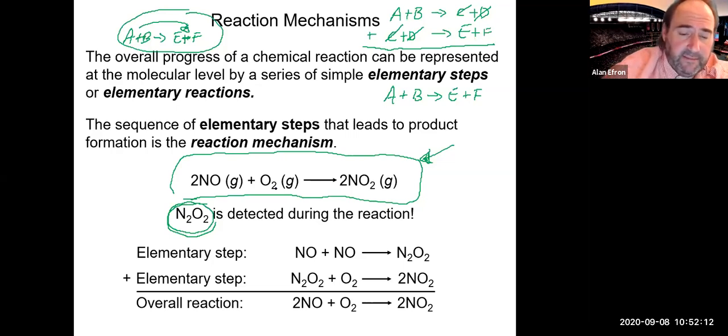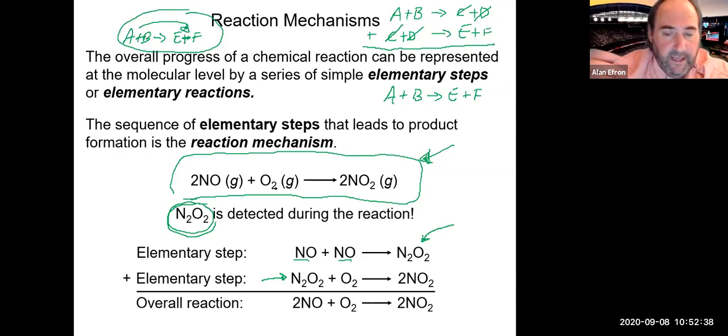And a possible explanation is here through two elementary steps. In the first step, we see NO and NO coming together to make our N2O2, which would account for why it is found when this reaction is happening. But just as important, in the next step, we see that our N2O2 actually then gets used up. So we make that in an early step, we use it up in a later step, and that is, as we will talk about in just a bit, what is known as an intermediate.